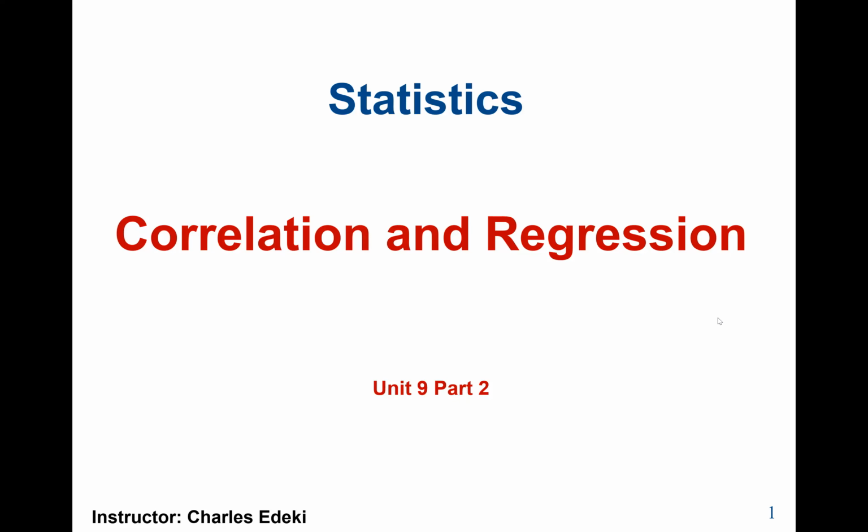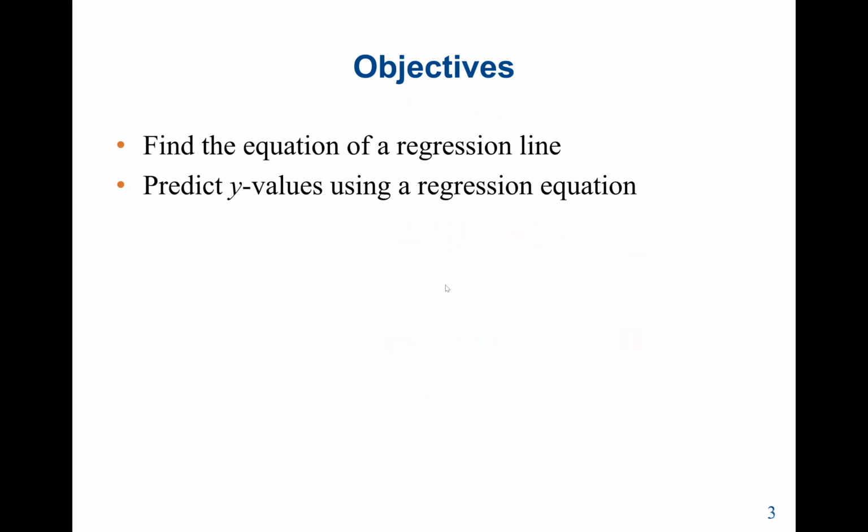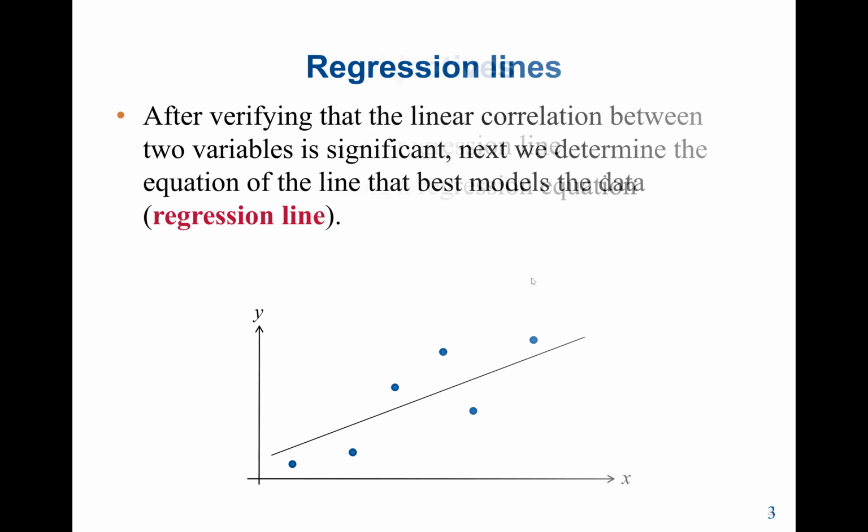Again, these lectures cover regression. In our previous lectures, we covered correlation. So our main objective is to learn how to find the equation of a regression line, and also to predict Y values using the regression equation. After we verify that the linear correlation between two variables is significant, next we can determine the equation of the line that best models the data.